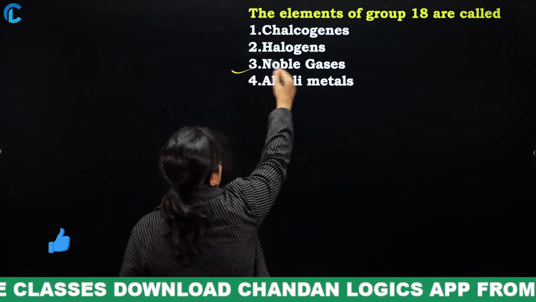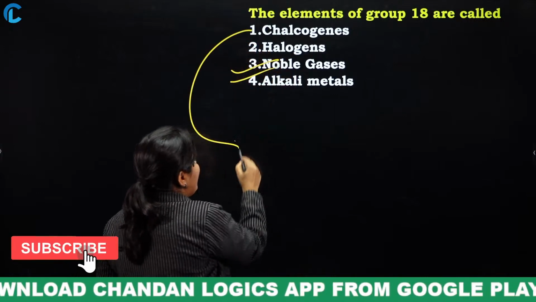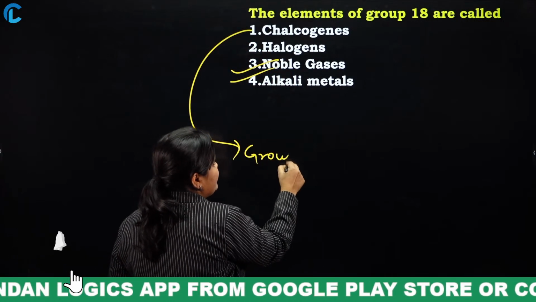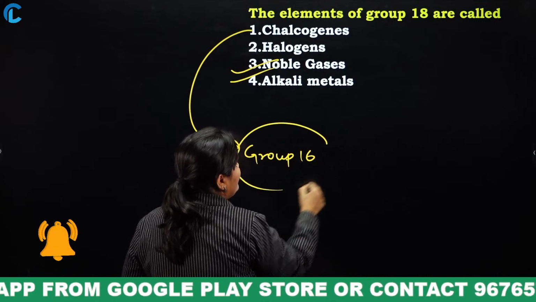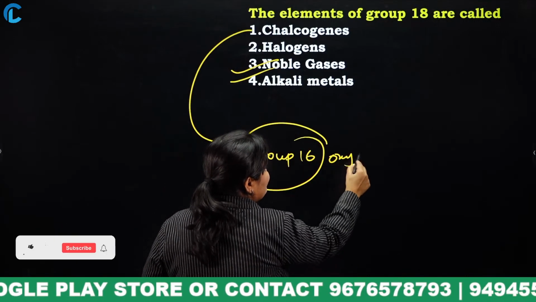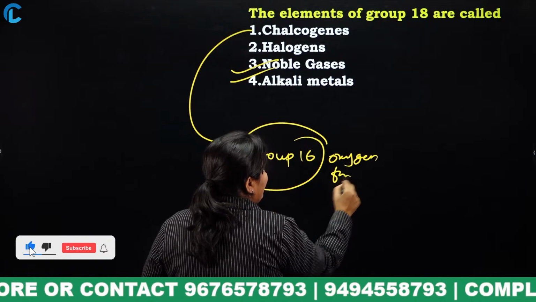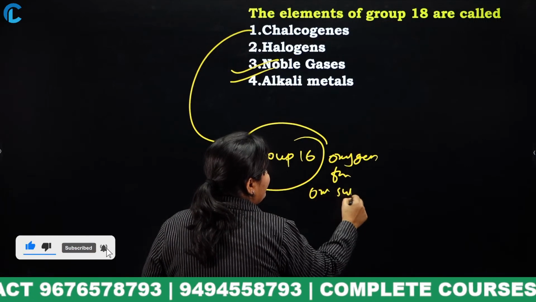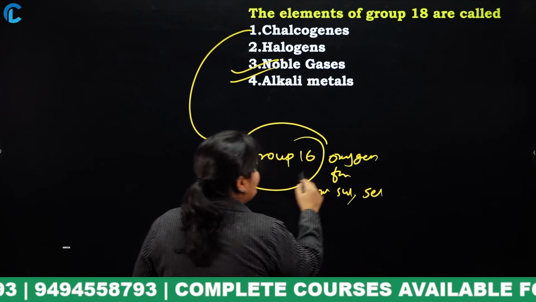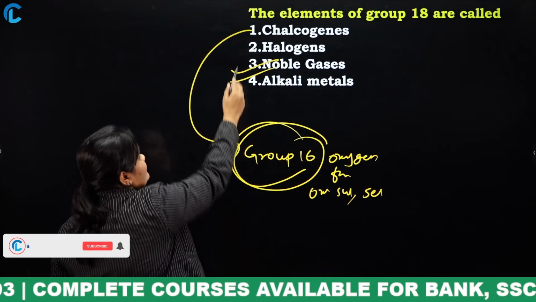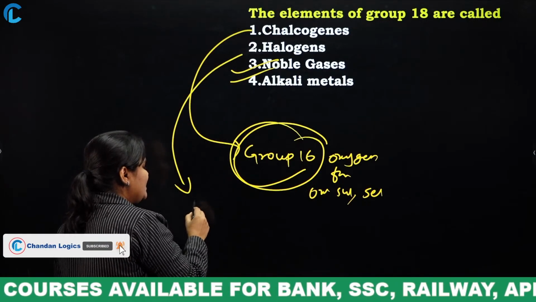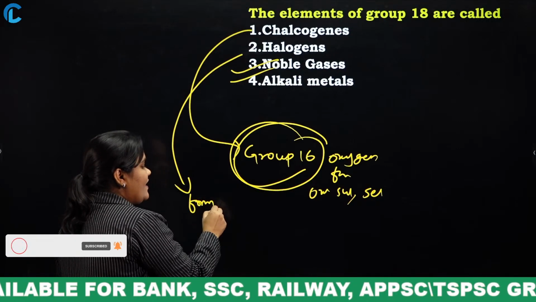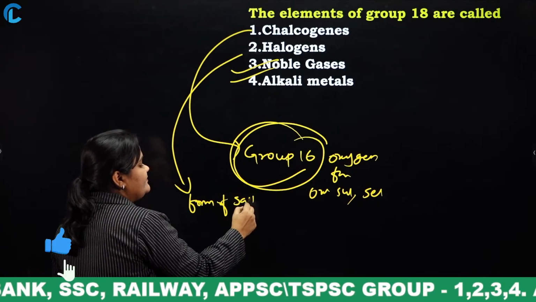Noble gases. Then what are these chalcogens? Chalcogens are nothing but group 16. Okay, group 16 is known as what? Oxygen family. Oxygen family also. Like oxygen, sulfur and selenium come under this group 16, chalcogens. When it comes to halogens, halogens are nothing but forms of salts. They are forms of salts. We say them as what?